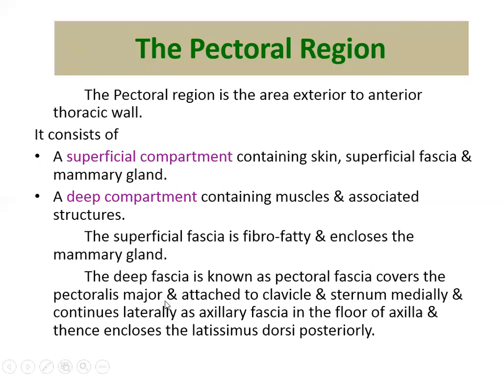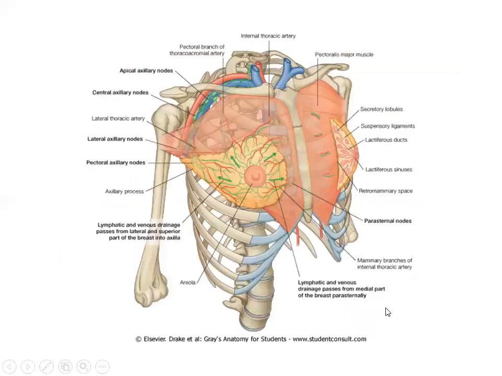It covers the pectoralis major and is attached to the clavicle and the sternum medially. Here is the pectoralis major muscle. This is the mammary gland. The mammary gland is within the superficial fascia, deep to that, and superficial to the pectoralis major muscle on either side. So between the mammary gland and the pectoralis major muscle there will be a fascia covering the pectoralis major muscle. That is called the pectoral fascia.